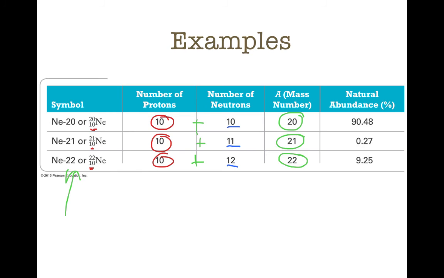Notice also that one of them is in much more natural abundance. That's our neon-20 here. That's pretty common with most elements, that one of the isotopes is present in nature at a much greater rate than the other isotopes. Not all elements are like that, but most of them do follow that trend.